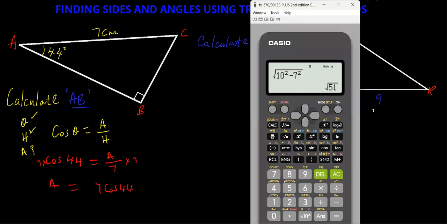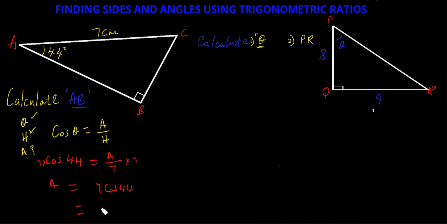Now, let's punch and see what we get. So if we say 7 cos 44, what do we get? We get 5,03. So here we can just write 5,04 centimeters. That will be the value of AB.